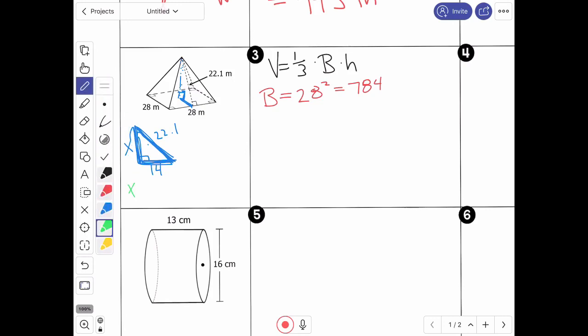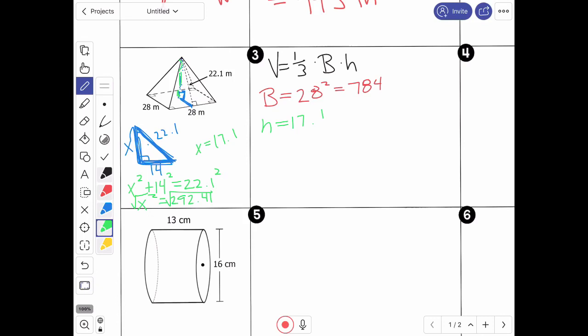So I'm going to have x squared plus 14 squared equals 22.1 squared. Okay, and then I get x squared equals 292.41. Then I would take the square root of both sides to get x equals 17.1. There we ran out of space. So that x is my height. That's this dotted line I drew in the middle of the pyramid. So my height is 17.1.